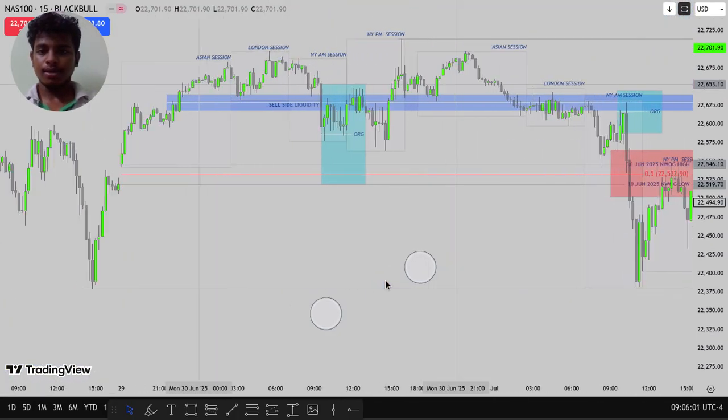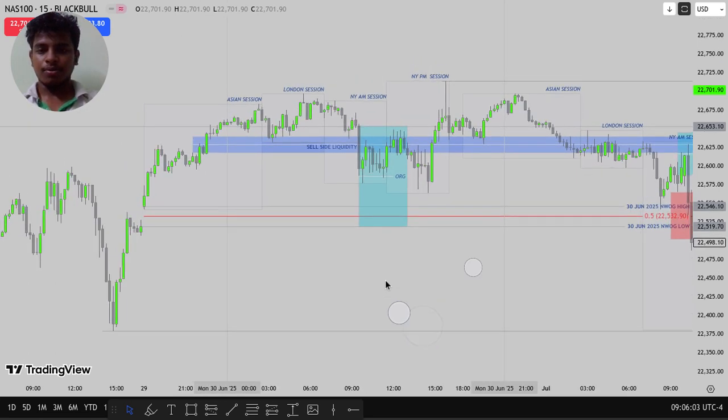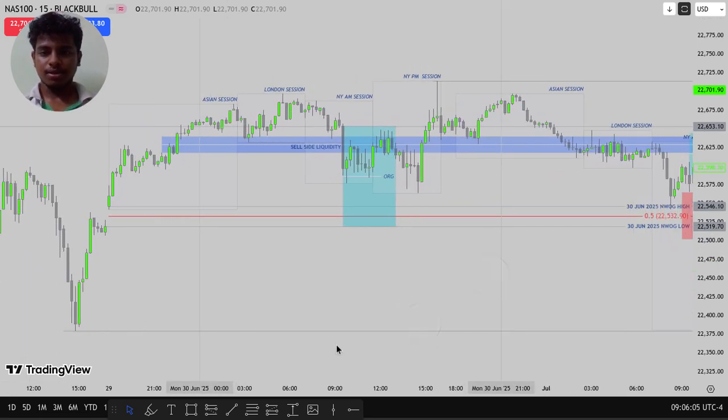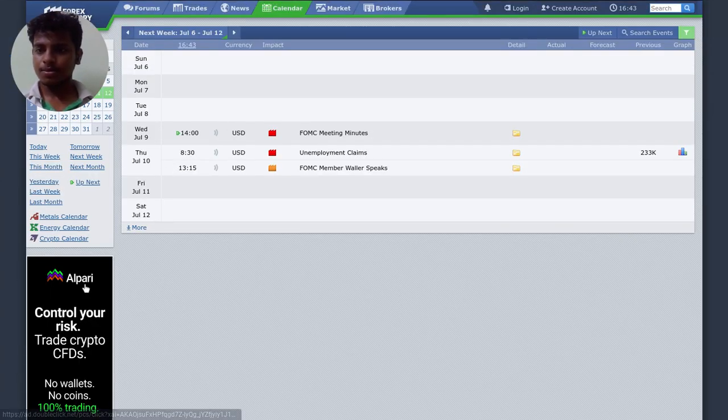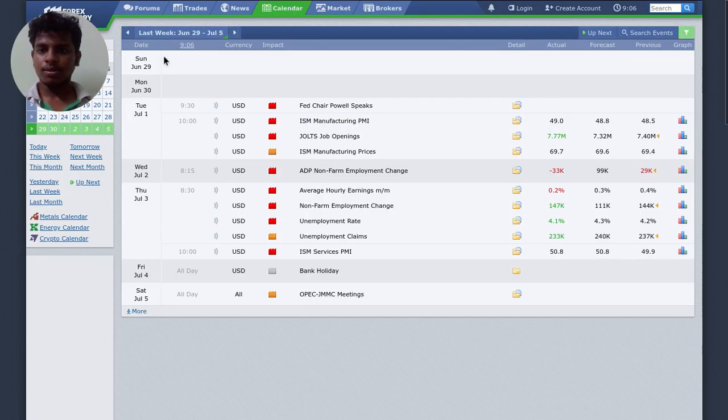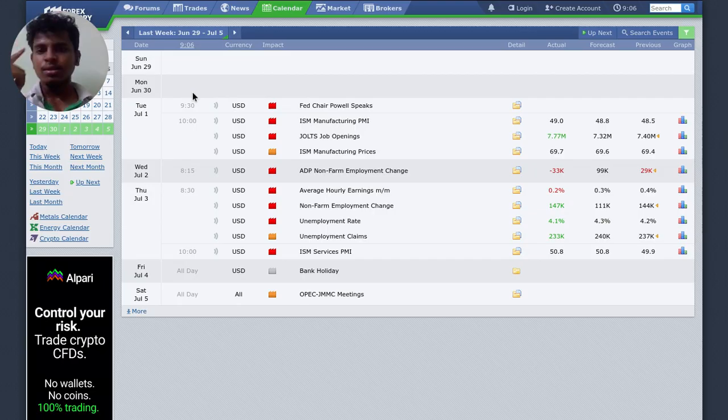Because the market cleared this all-time high, I don't know what the bias is, and you can see it's only fully consolidating. This is the last week's data, the NFP week, and Friday is a bank holiday, so I avoid that day.